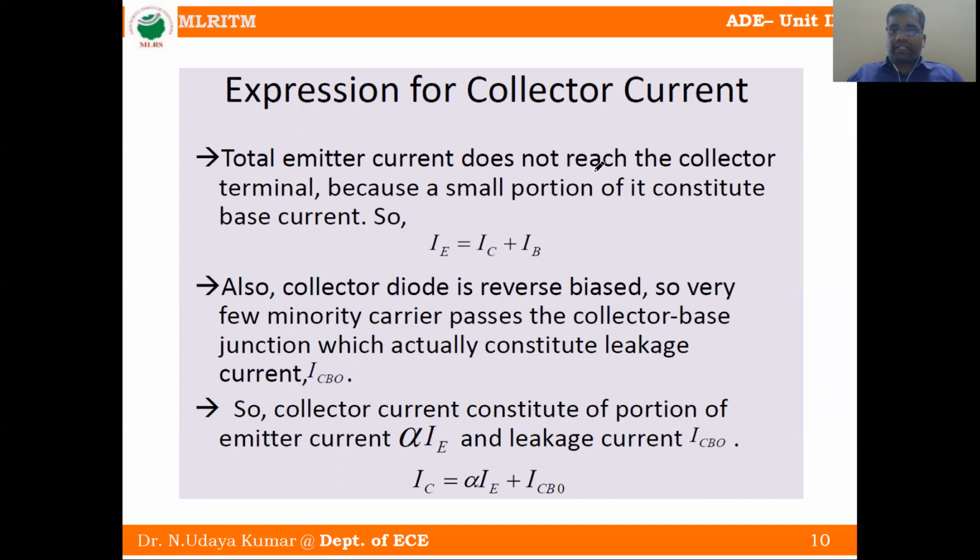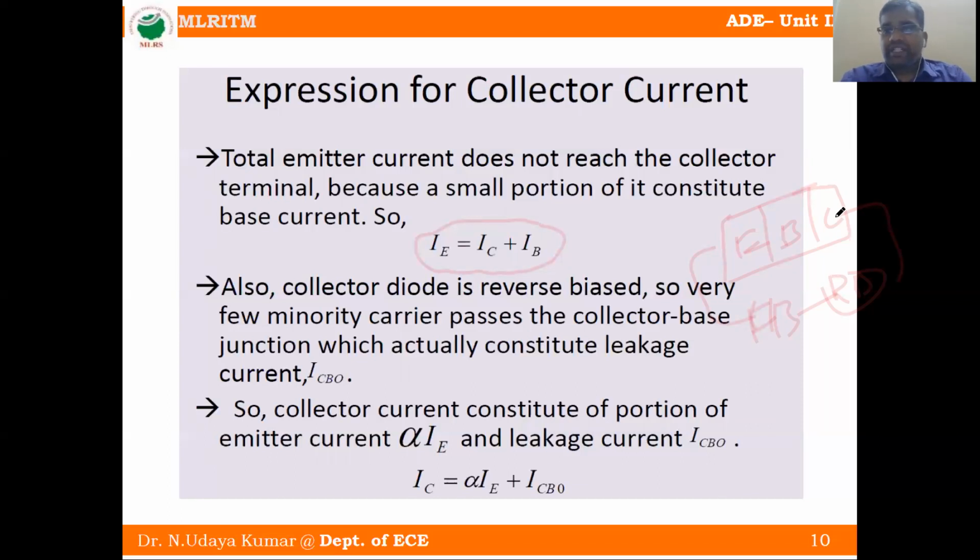So, expression for collector current. We know from the first class that emitter current is equal to collector current plus base current. Why we get it, I already explained, but I will repeat once again. So this is the emitter, base and collector. Whenever bias is applied, forward bias is applied here, and reverse bias here.